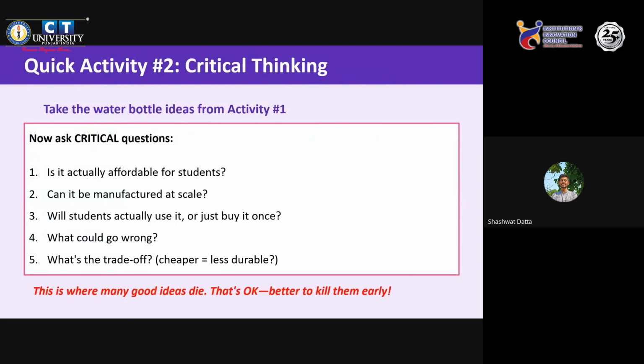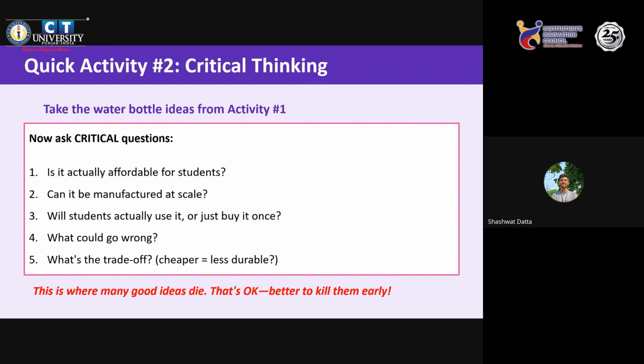Now, continuing from the previous activity, from the water bottle activity, let's get critical now. You might have come up with some ideas that would make students happy, but now you have to question them. Here's what I want you to ask yourself. Like, is it actually affordable for students? That's the problem. Like, what if the bottle breaks?